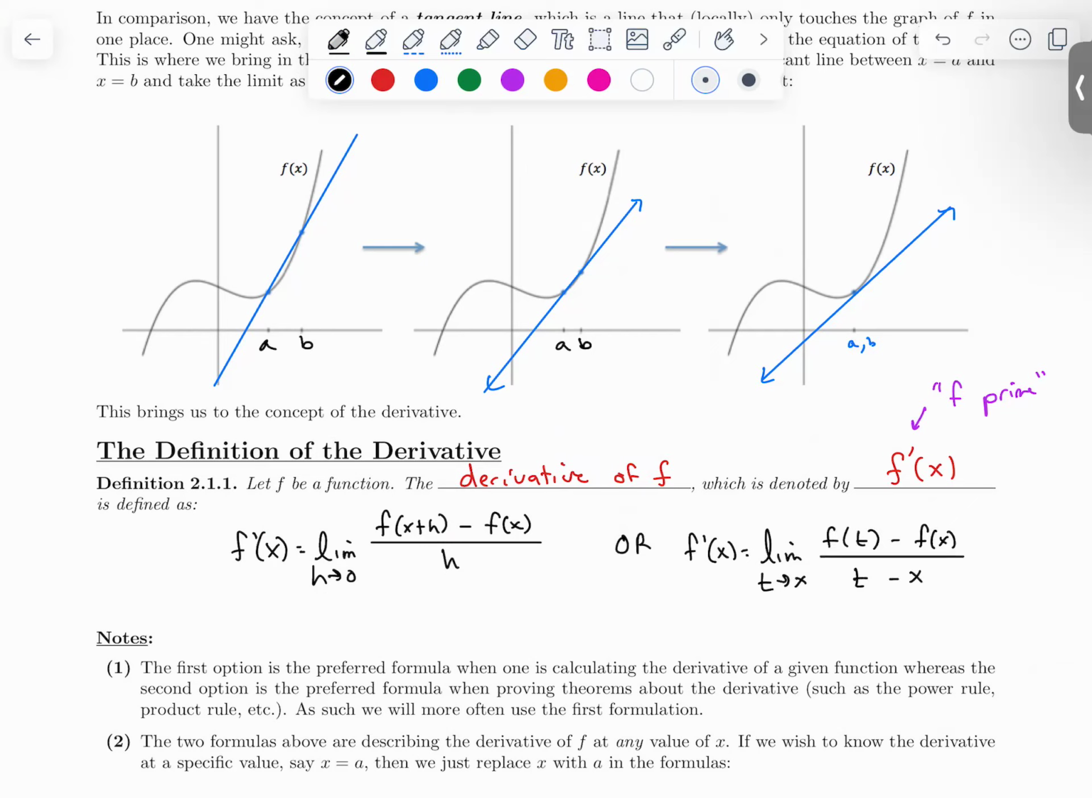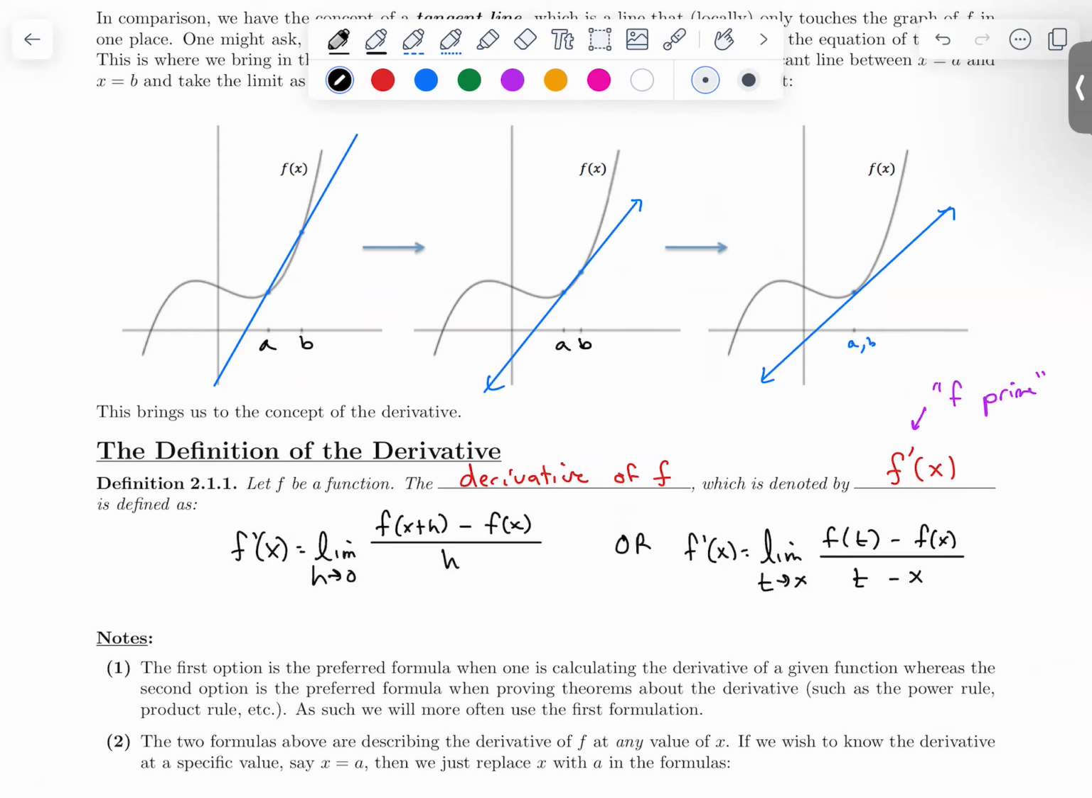I know t is just a variable. I could have just as easily used a, whatever, as it approaches x. So these are synonymous. These are the exact same thing. The first option is the one that's better for calculations. When you're trying to find the definition of the derivative, when you're trying to find a derivative formula, that's the function you use. When it comes to proving things in mathematics, the secondary version of it is far more useful.